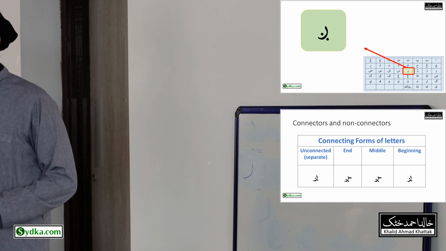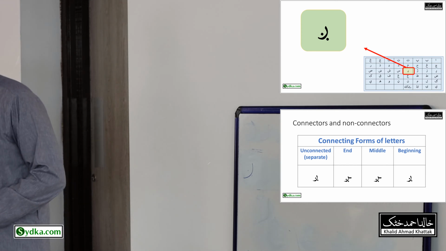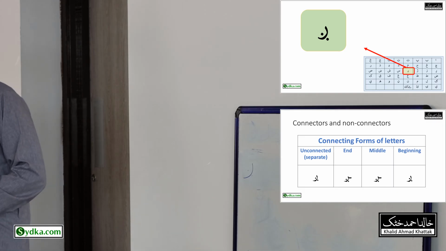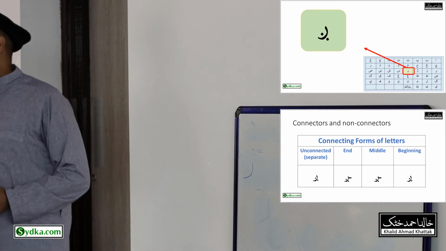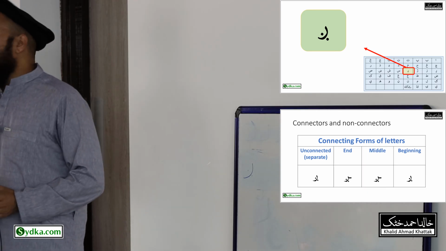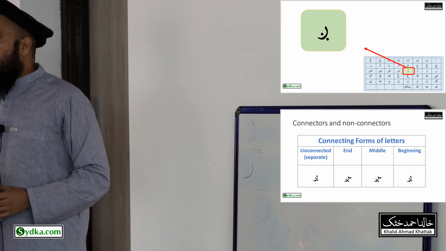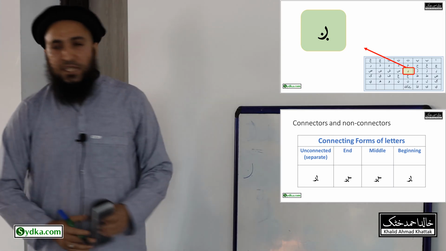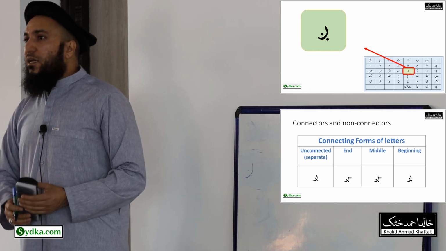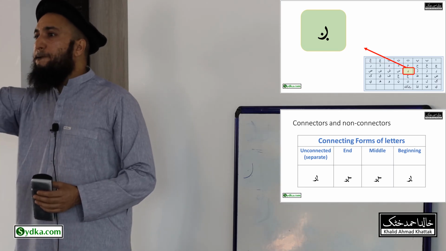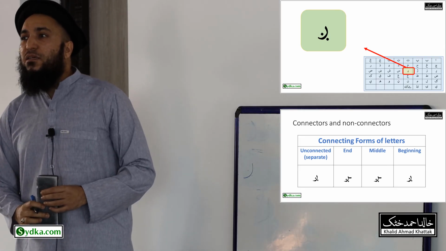No, somebody else? Ray. No. Anybody else? No. Gay or gi, okay? And is it connector or non-connector? Connector. Who agrees with him? Disagree. Why? Because they don't connect, you only connect from one side.